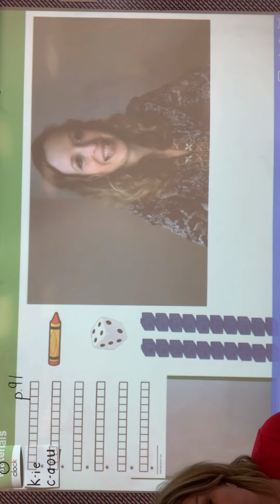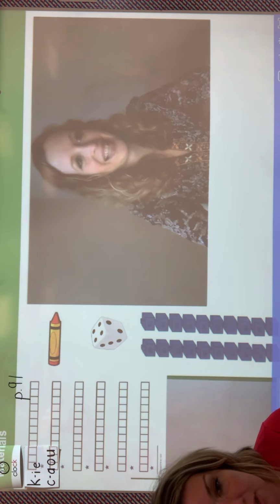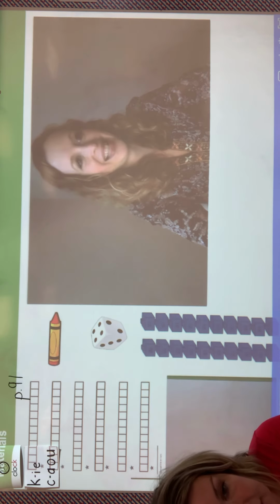Guys, we want to make sure that we look at our weekly agenda before the lesson so we can have all our materials ready.